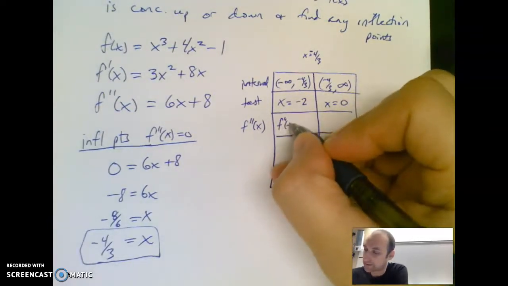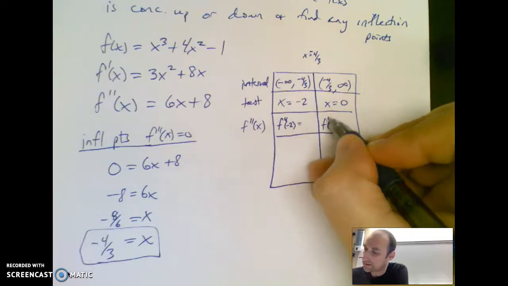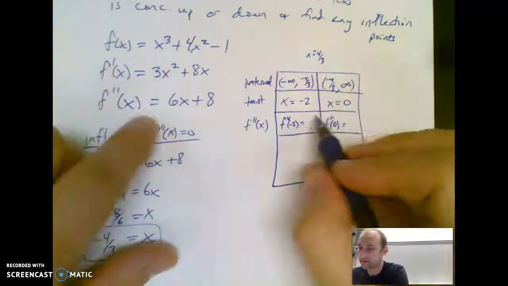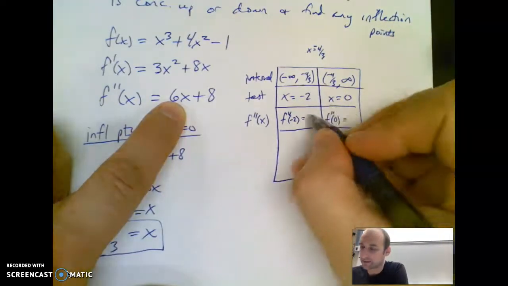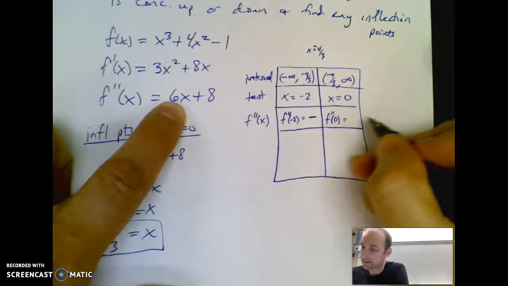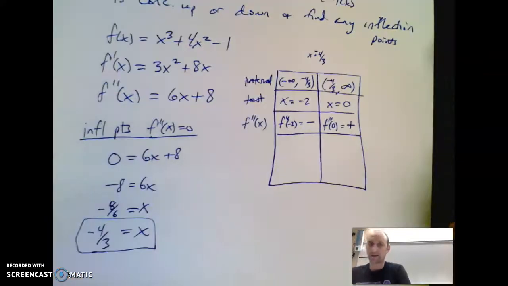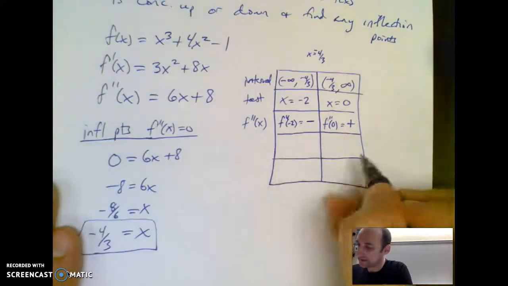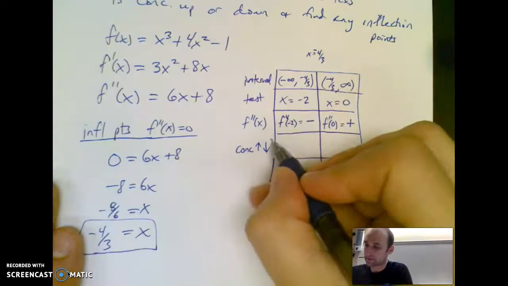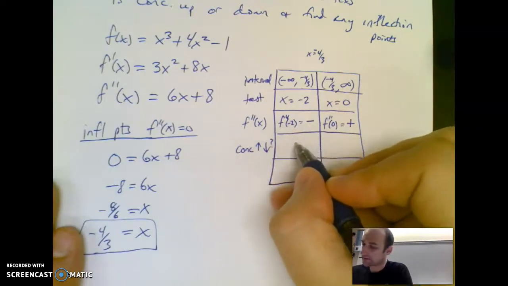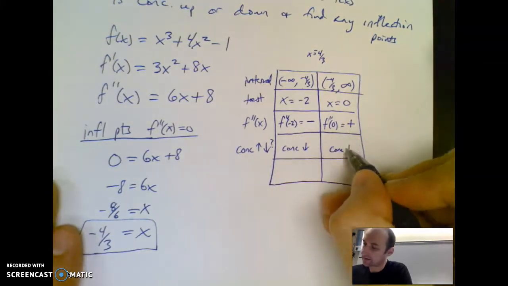So I'm going to plug in a -2 to my second derivative here, and I'm going to plug in a 0 to my second derivative here. So if I plug a -2 in here, you get -2 times 6 is -12, plus 8 is -4. I really only care that it's negative. I plug a 0 in, 0 times 6 is 0, you get 8. I only care that it's positive 8. Because this is where you determine is it concave up or concave down. If it's negative, you're going to say, okay, that's concave down. If it's positive, it's concave up.